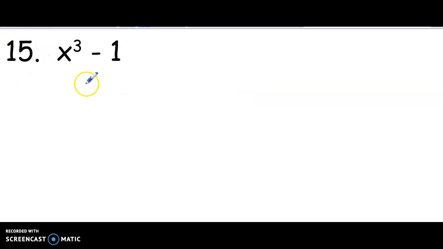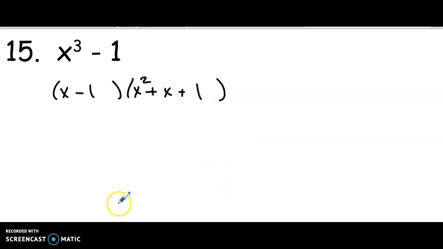And the last example, really easy one. Cube root of x cubed and the cube root of 1. Square it, change my sign, multiply together. Sorry, I didn't put my square there. And then always positive, and 1 squared is 1.